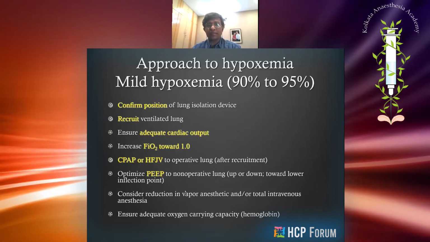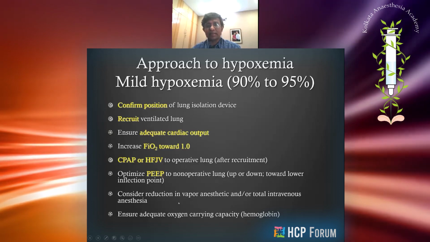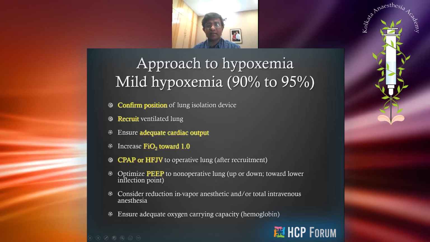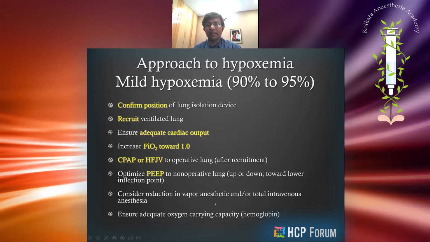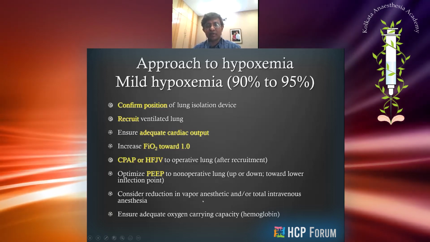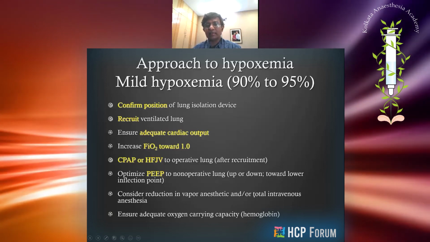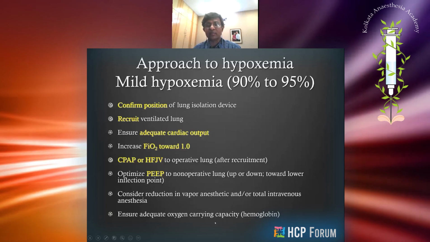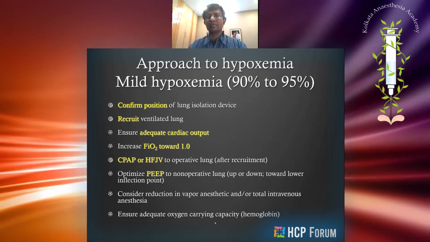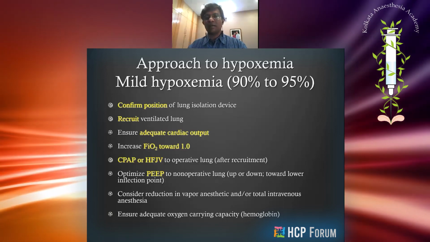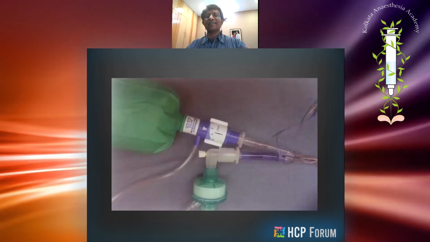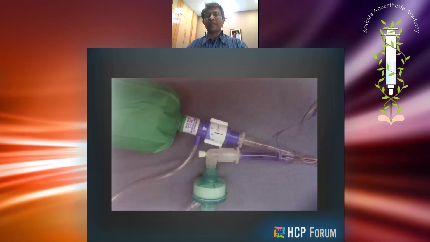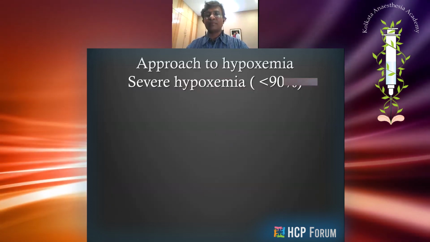Cardiac output, one of the things that plays a role is the type of anesthetics you are using. You might consider reduction in the amount of anesthetics that you're using. The other thing that can be changed is correcting the oxygen carriage, which is by correcting the hemoglobin, which is nothing but PRBC transfusion. This is the way that we would give CPAP to the operating lung, and this is a very, very simple PEEP device.